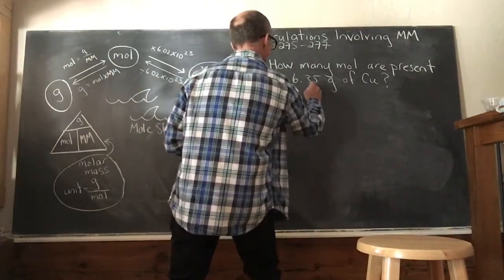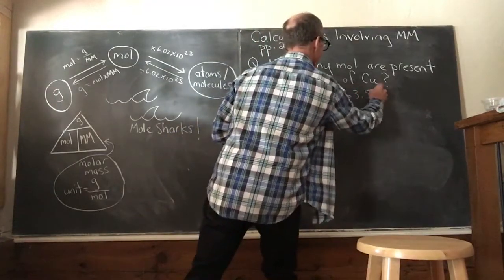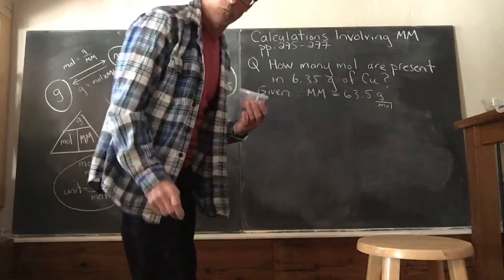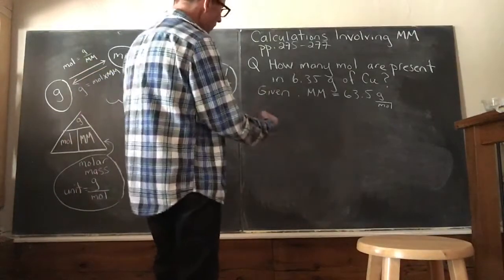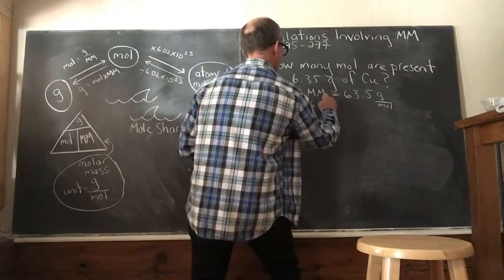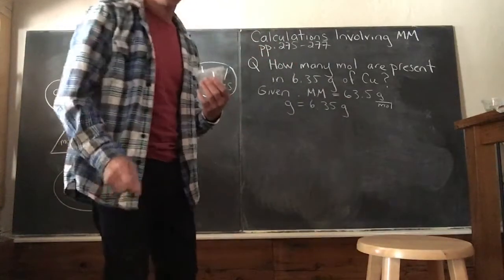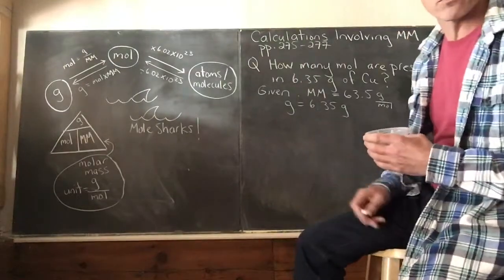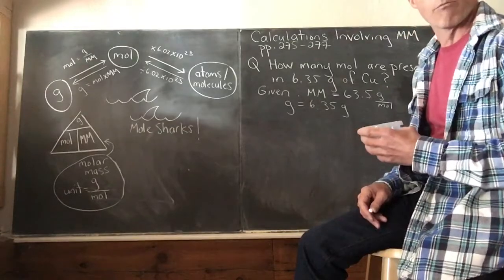We know that the molar mass of copper is 63.5 grams per mole. This is what we went through in video 3. So that should be easy for you to figure out. The other thing we know is mass. And of course, I chose this number very carefully. 6.35 grams of copper. So we've got those two things, and now the last thing that we need to find would be the number of moles.